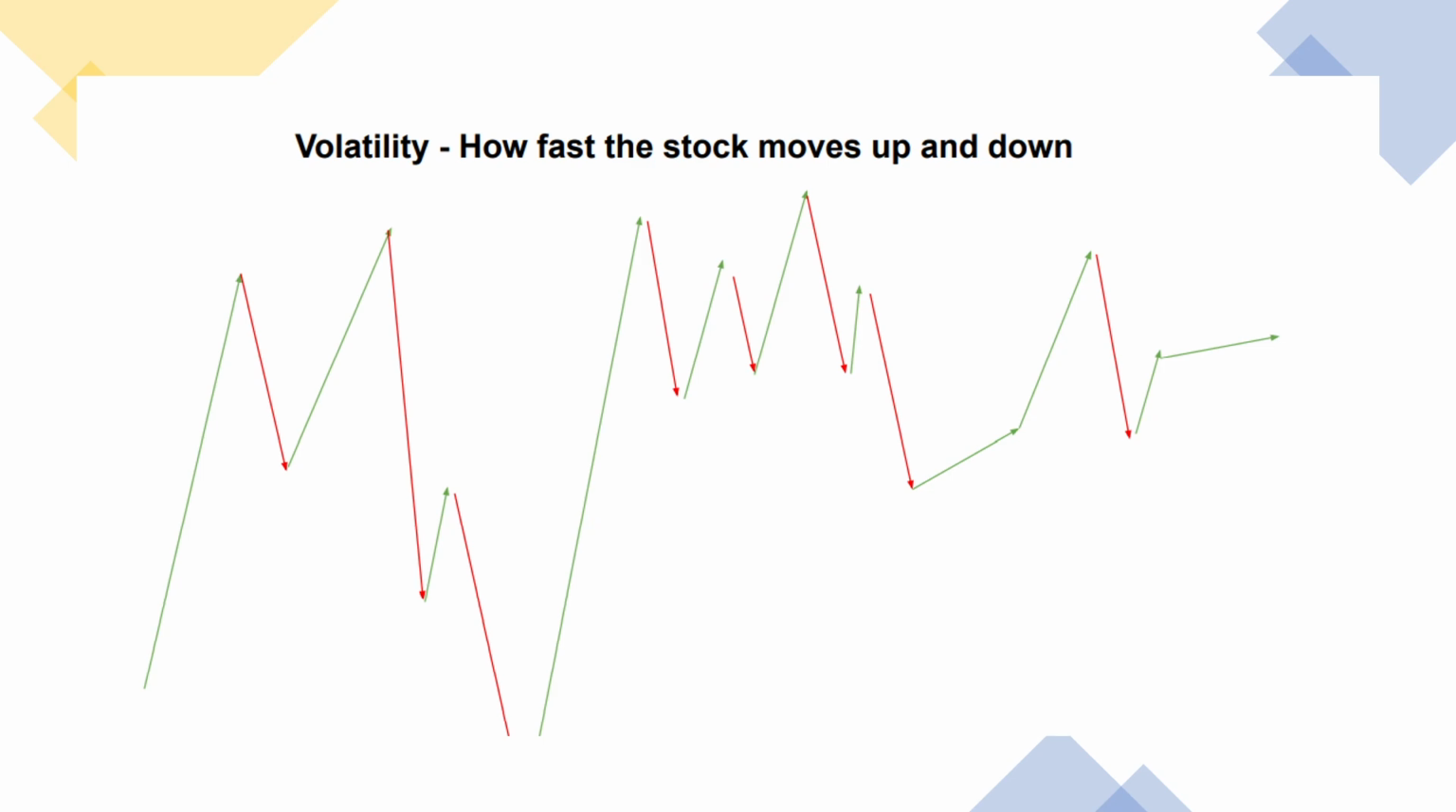Volatility. So this is another key term you will have to know. How fast the stock moves up and down. Now, penny stocks are a lot more volatile because even one candlestick, two candlesticks can actually cause a big 10% increase, 20% increase. However, with blue chip stocks, one candlestick might not even be a percent up.